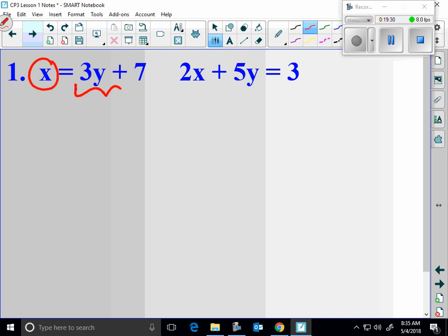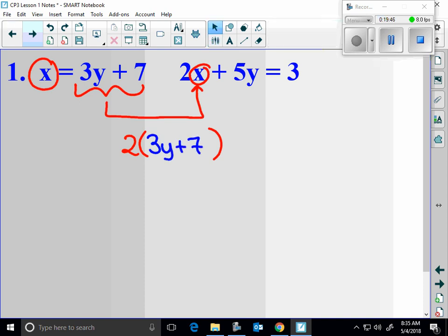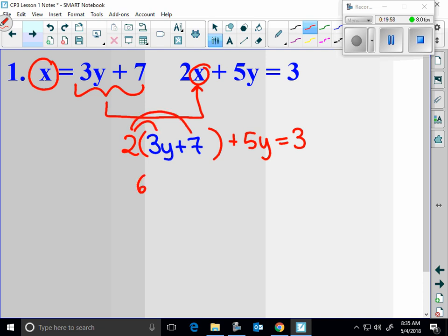So what I'm going to do is take what x equals here, right? X equals this, and I'm going to plug that in for x over here. All right, so if I plug that in for x right here, I would have 2 times what x was on the left side. And now what you might notice is, what's the only variable involved now? Y. So now I can solve for what y equals. I'm going to distribute the 2. So I get 6y plus 14 plus 5y equals 3.